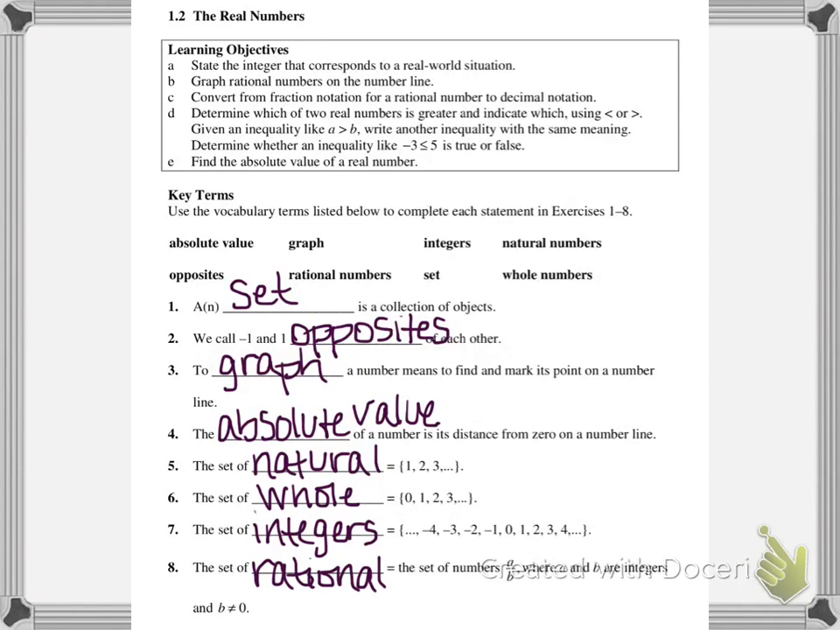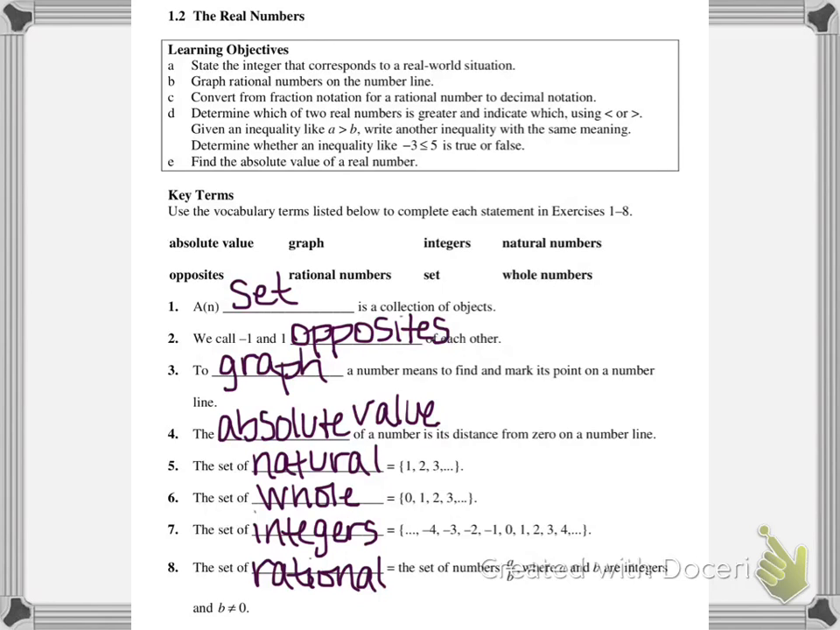So a set is a collection of objects. We call -1 and 1 opposites of each other. To graph a number means to find and mark its point on a number line. The absolute value of a number is its distance from 0 on a number line.